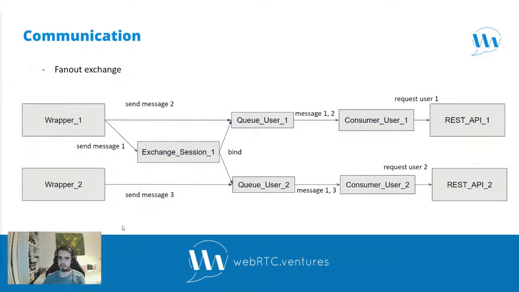Also, we have a fan-out exchange, where we can send messages to multiple queues. So we can send a single message to multiple users of a session. For example, we have a session with 2 users, and there's a third user that joins. That user would send a request, and the request would arrive to a wrapper, and the wrapper would send a single message to the session exchange that a new user arrived. And that message would arrive to all the users that are bound to that exchange.